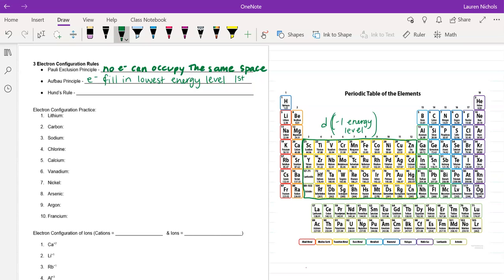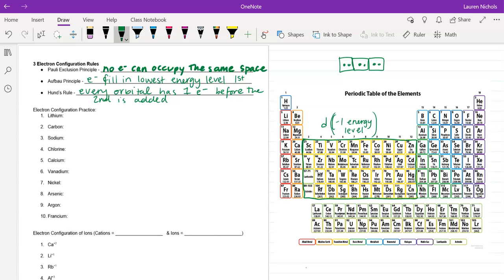And then Hund's rule says that every orbital has 1 electron in it before the second is added. So that means that, for example, the P sublevel, if you think of the 3 boxes as being the 3 orbitals, that means each box has to have 1 electron before the second one can be added. And so we'll do some work with diagrams that can help us with this idea, but that is what it says.